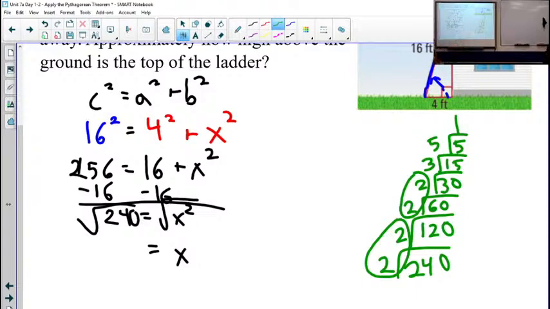So I got some pairs of 2s. I got a 2 here and a 2 here. That's going to come outside the square root. They're going to get multiplied. And then the 3 and the 5 don't have a pair with them. They're all by themselves, so they stay inside the square root. And they also get multiplied. So multiply all the stuff outside the square root. 2 times 2 is 4. Multiply all the stuff inside the square root. 3 times 5 is 15.